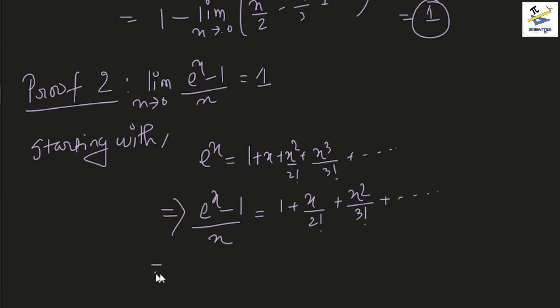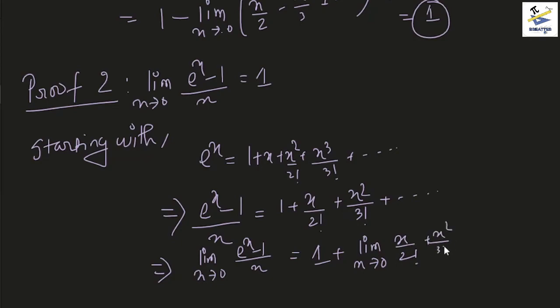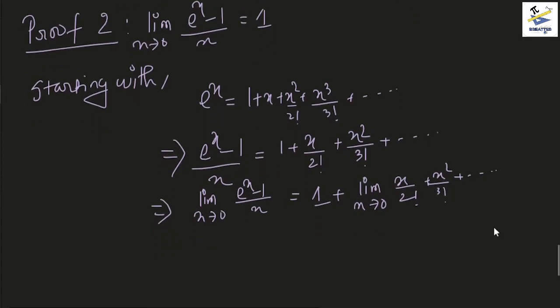Now if you apply the limit to both sides, what you get is this: limit x tends to 0 of (e to the power x minus 1) by x equals 1, since it's a constant, plus limit x tends to 0 of x by 2 factorial plus x square by 3 factorial and so on. But all of these terms are 0, so the answer should be 1 plus 0, which is 1.